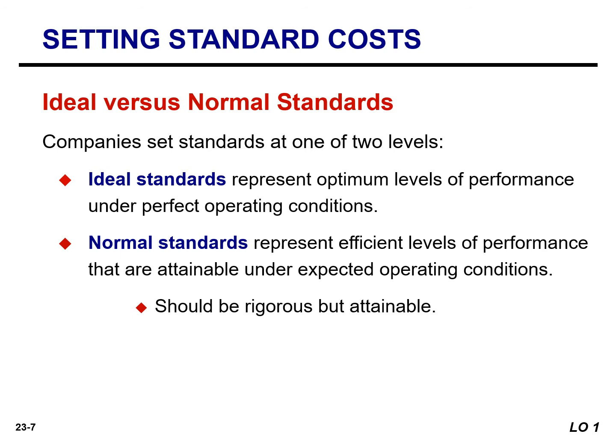Most companies that use standards set them at a normal level. Properly set, normal standards should be vigorous but attainable. Normal standards allow for rest periods, machine breakdowns, and other normal contingencies in the production process. In the remainder of this chapter, we will assume that standard costs are set at normal levels.